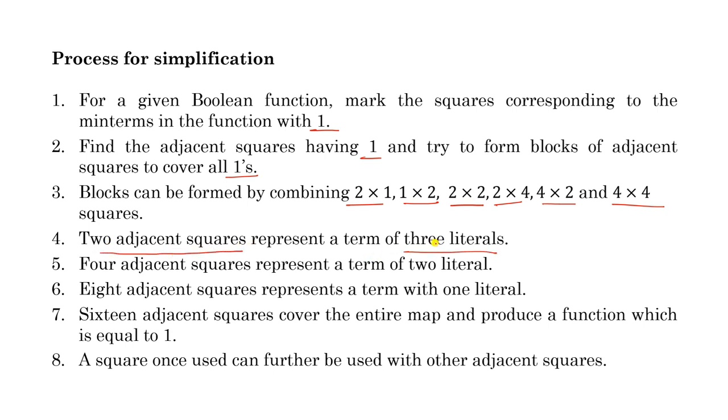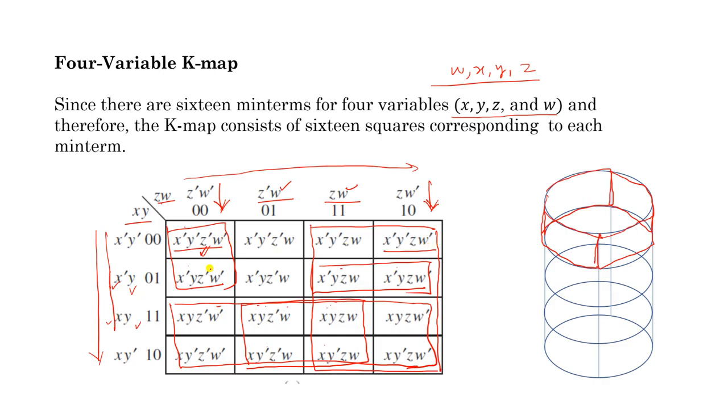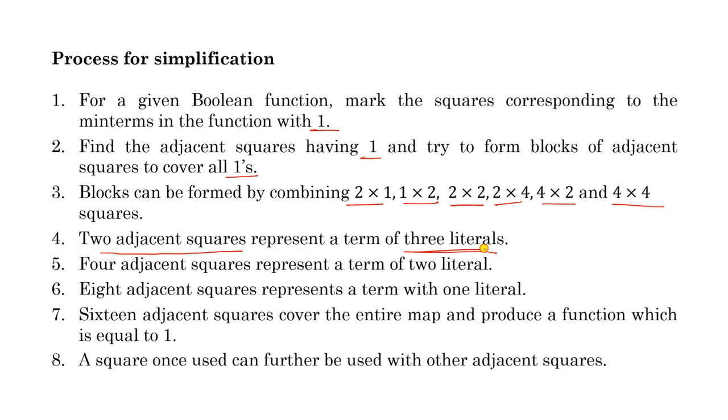If you see two adjacent squares, for example, if you take these two, look at this, 3 literals are the same in two adjacent terms. So if you find the sum of two adjacent cells, this is equivalent to a term with 3 literals. So two adjacent squares will give you a term with 3 literals.